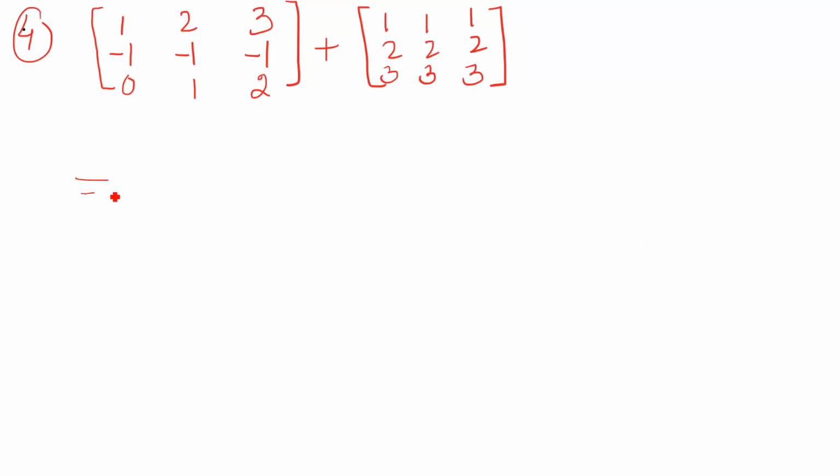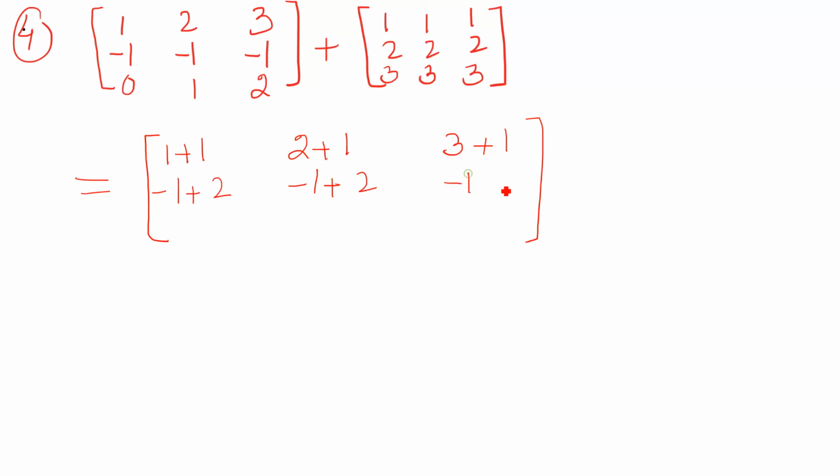Question number 4. First we have to check the dimensions. First, second, third. 3 by 3, 3 by 3. 3 rows and 3 columns. Both matrices have the same, so it is conformable for addition. But still, if you have any question, anytime you can ask me or you can write it down in the comment section. If it is not clear, corresponding values you have to add together.